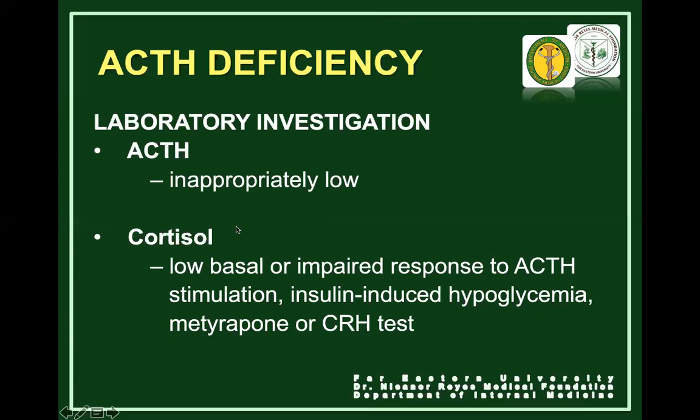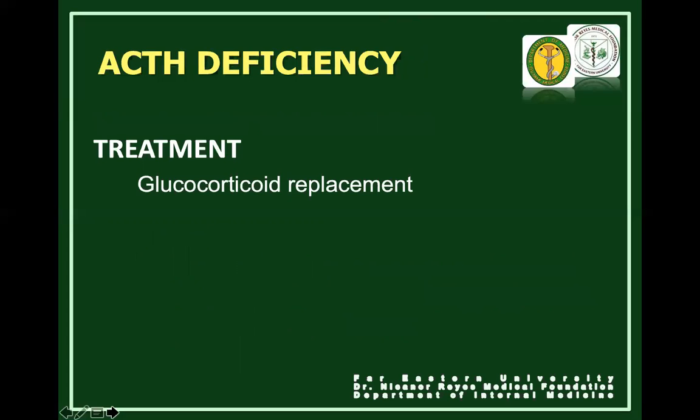Now, if you want to confirm, you can do an ACTH stimulation test, insulin-induced hypoglycemia, CRH, or metyrapone test. So again, if it's low, low, then you can try to stimulate it, and if it doesn't stimulate, then you will have a deficiency. What happens in your stimulation? Your ACTH remains low or inappropriately normal, and your cortisol will not go up. That will tell you there is ACTH deficiency.